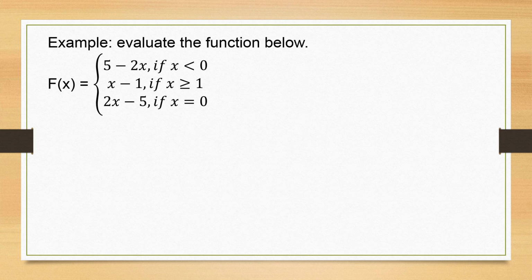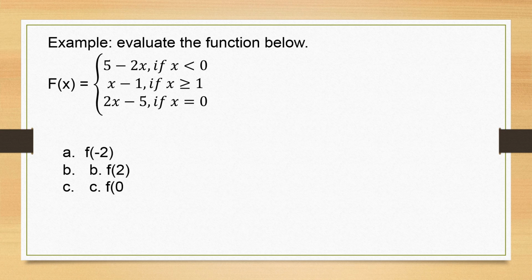Second, x minus 1 if x is greater than or equal to 1. So we can evaluate the second function x minus 1 if x is greater than or equal to 1. It can be 1 going to positive infinity, because we are talking about an inequality, so there are a lot of solutions. Then thirdly, we have 2x minus 5 if x is equal to 0. So there is only one value for which this function is evaluated, which is x equal to 0.